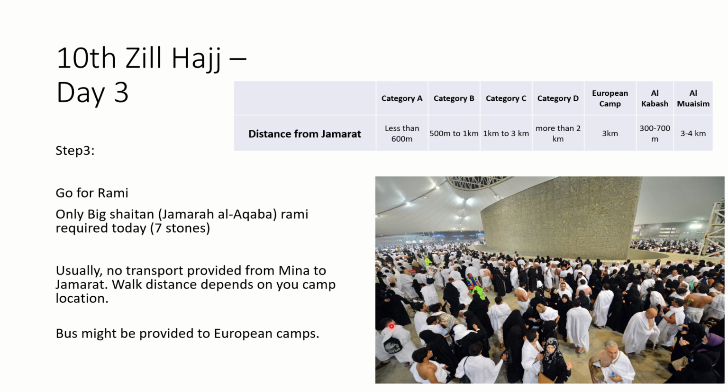In step 3, you're going to go for Rami, which means the stoning or pelting of the shaitan. In this step, on the 10th of Zul Hajj, you're only going to be stoning the big shaitan, which is Jamara al Aqaba. You can find it over there, and it would be the farthest away from all the camps, basically.